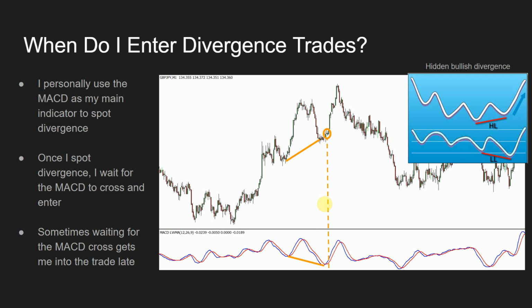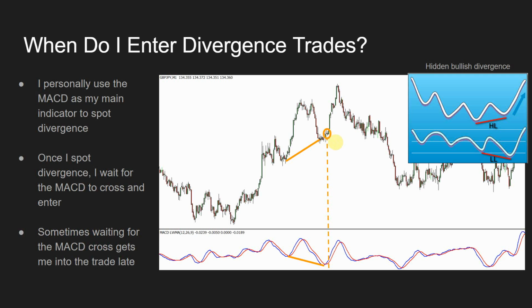Now the question is, now that I've spotted that, when do I enter the trade? Like I mentioned before, the reason why I like to use the MACD is I like to wait for when the MACD crosses over. When the MACD crosses over on the close of that bar, it creates that crossover, and it happened at this bar over here. And then I would enter the long trade.